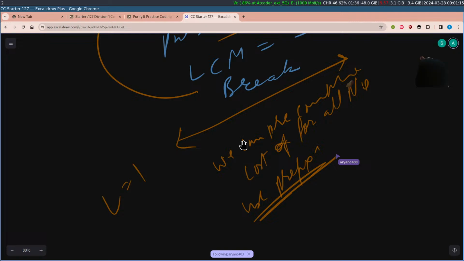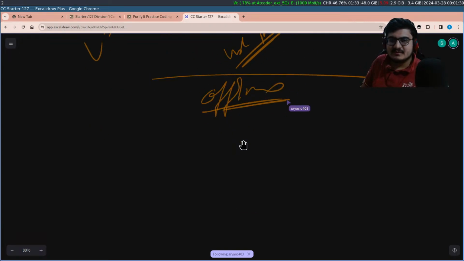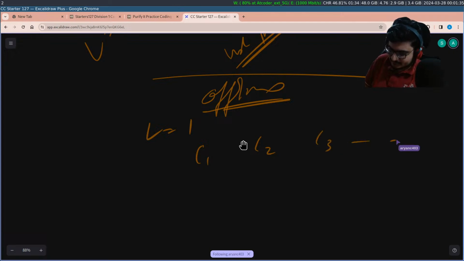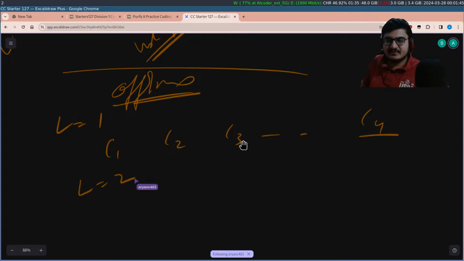Now the next idea. The idea is I will answer queries offline. So basically, I will first compute the cost for all the numbers when L is 1. That's known as C1, C2, C3, C4. Although L does not make any difference, so the cost is the same even if all the numbers are greater than or equal to 1.